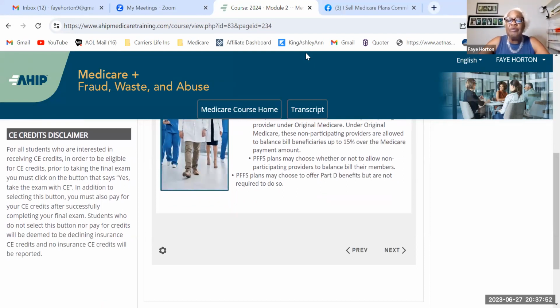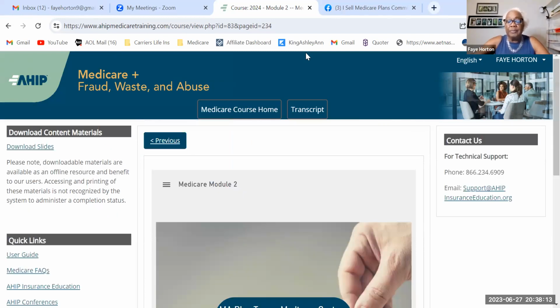Private fee-for-service plans may choose to offer Part D benefits, but are not required to do so. So this is a Medicare Advantage plan type that may or may not have Part D included.